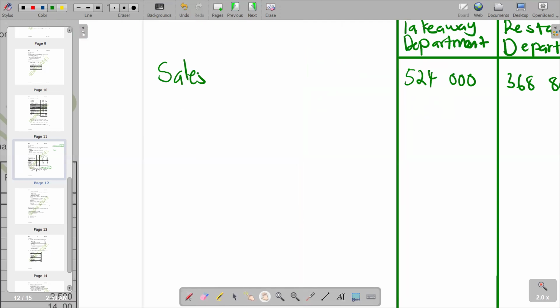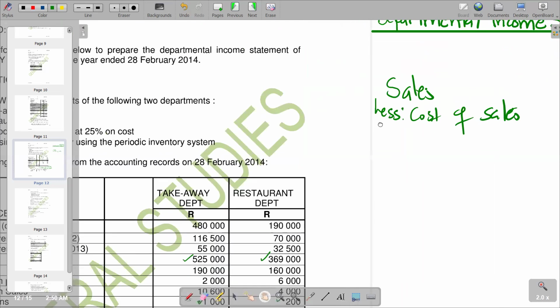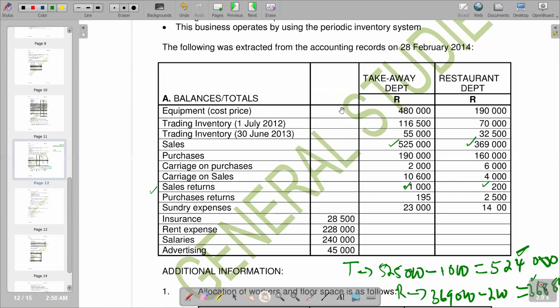Here we say less cost of sales. We check if the figure of cost of sales is already calculated. If you go down the list of balances, you'll see that we do not have a figure for cost of sales. If it is not given, it means you have to calculate it using the formula: you take opening stock, add purchases, subtract purchases returns if there are any, add carriage on purchases if there is any, and then subtract closing stock to get your cost of sales.